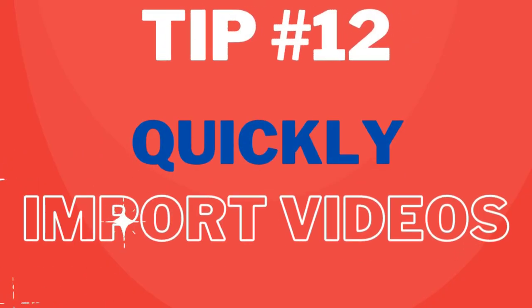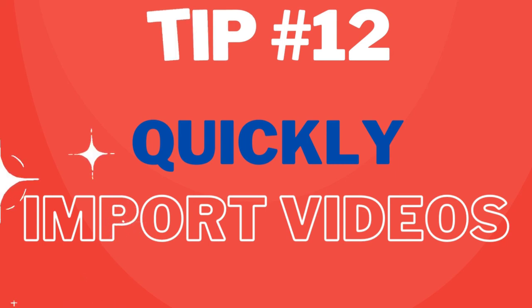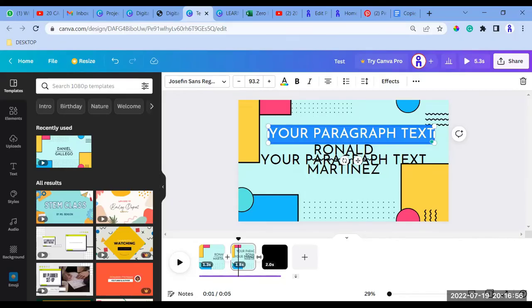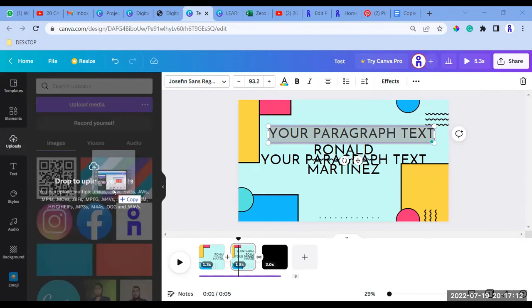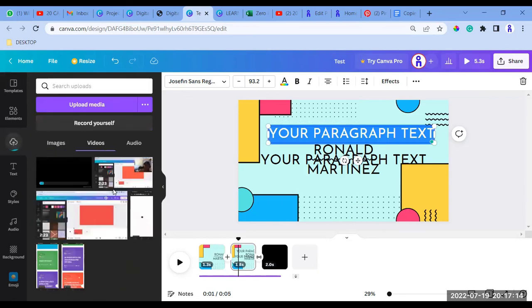And tip number 12 is quickly import videos. We saw it earlier: simply have the Explorer file open and drag one of the videos that you have available. Say, for instance, this one right here, simply drag it and drop it. That's all you have to do. That was it for tip number 12.